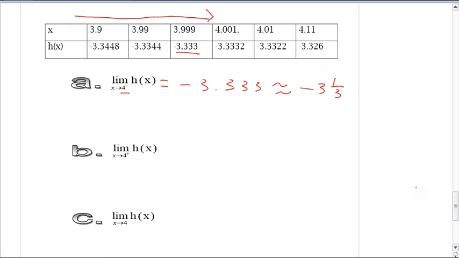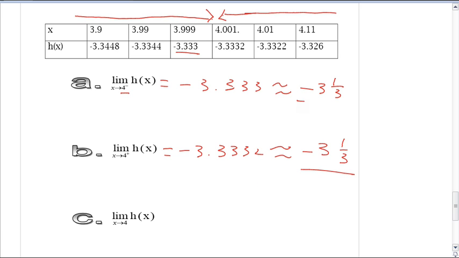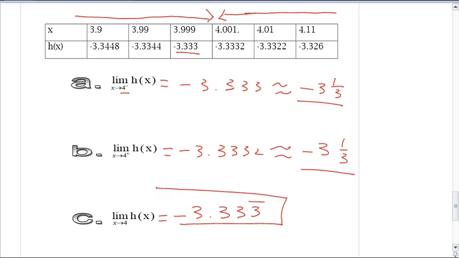Okay, let's take a look at the next one, part B. If I'm approaching from the right, I'm going to stop right about there at 4.001, and this is equal to negative 3.3332, which is also approximately negative 3 and 1/3. And so because my limit from the right and left are the same, the general limit does exist. You don't have to write it as a fraction or mixed number. I'm just going to leave it as negative 3.333, and so therefore the general limit does exist.